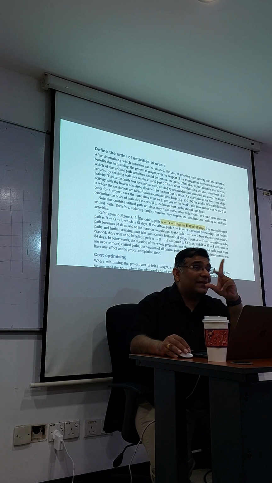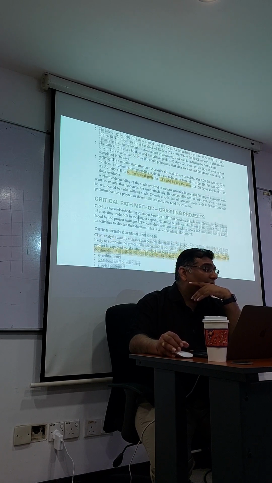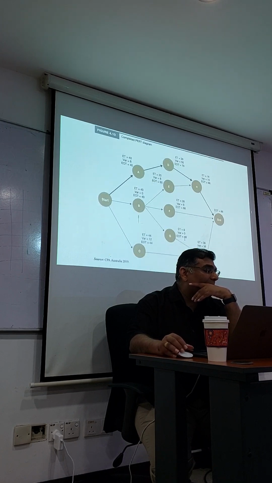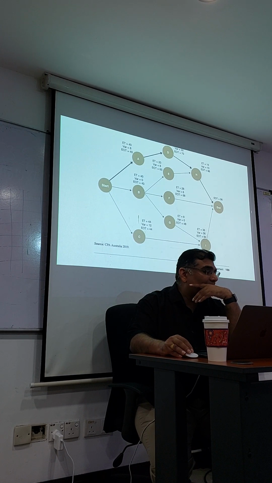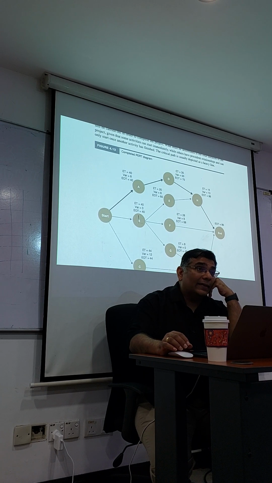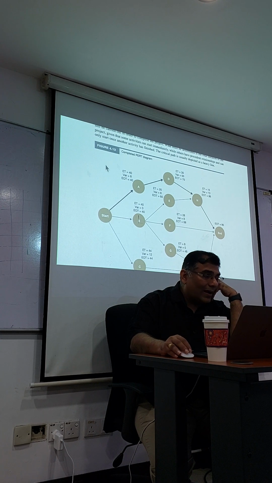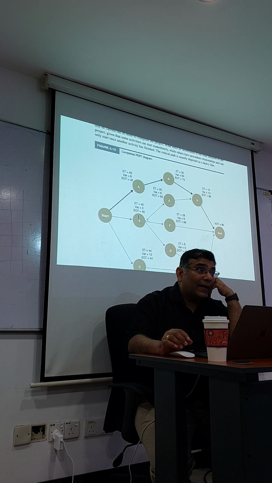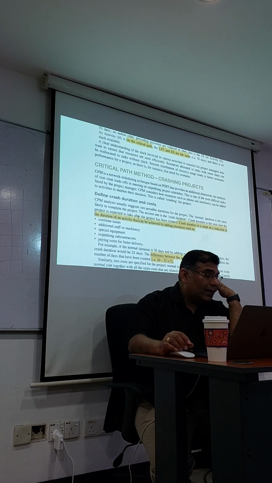Now you must crash both sides, sorry. You cannot just crash one side. So if you want to go faster by 1 day, you must cut here 1 day, this BG 1 day, and also ADH 1 day. Together must do really. Cannot do one line only. Are we okay with this part? Okay, right.